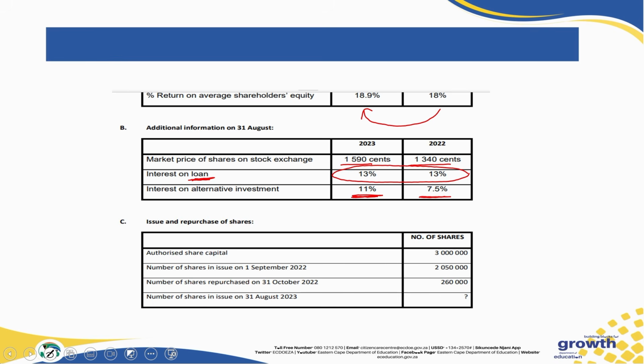Then the last information that we have here is about the share capital. We have an authorized 3 million shares. At the beginning of the year, we had 2,050,000 shares issued. 1 month later, we repurchased 260,000 shares. So we would use that information for us to work out later on.